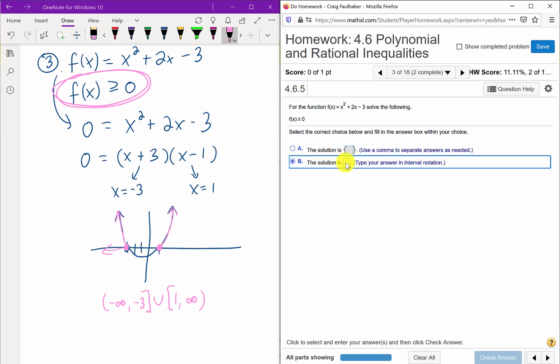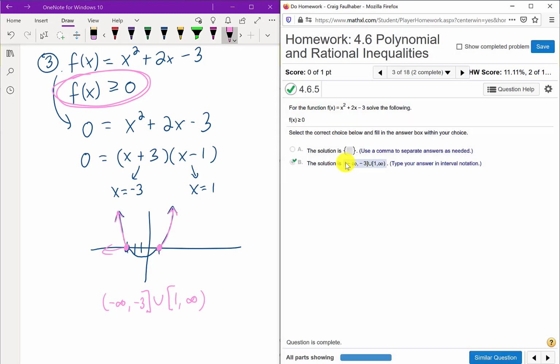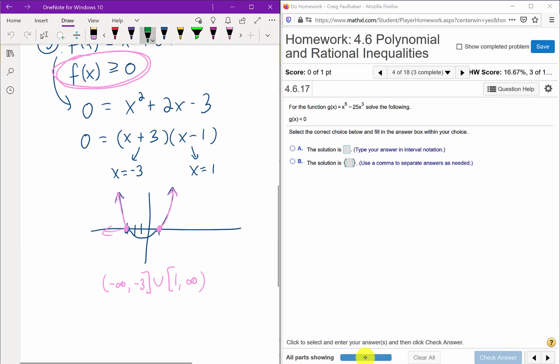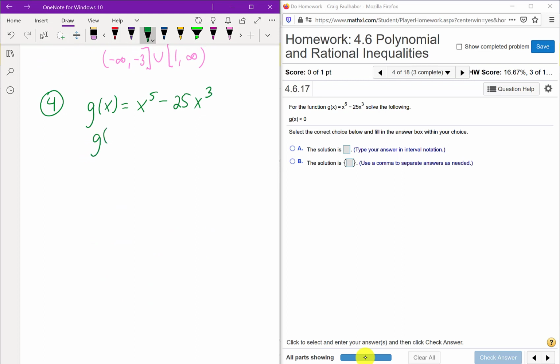Again, we're using intervals, so we're going to use option B. And that's going to do it for problem 3. For problem 4, we're given another function. Let's try it out. We are asked, when is this function less than 0?